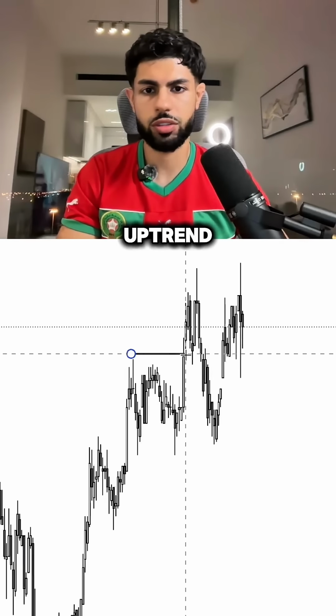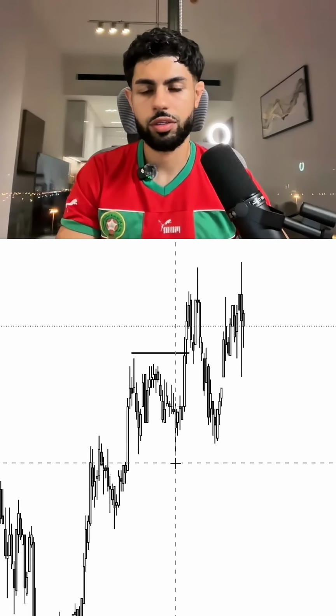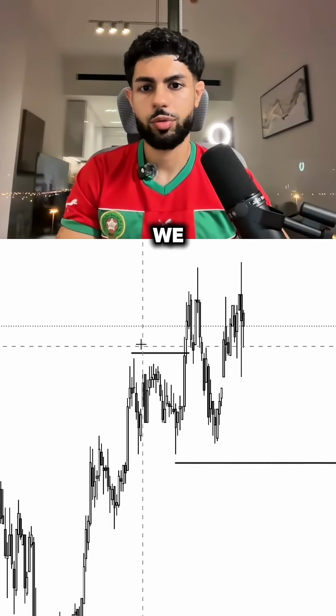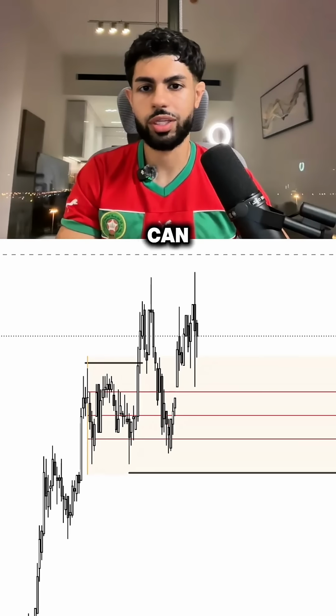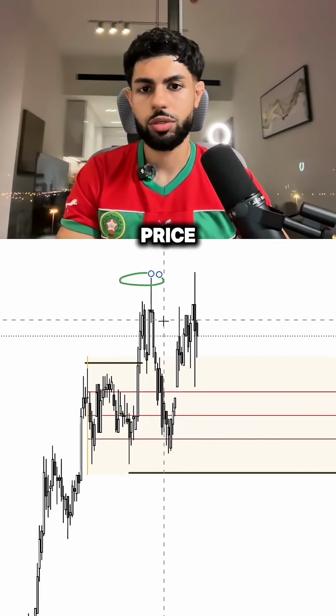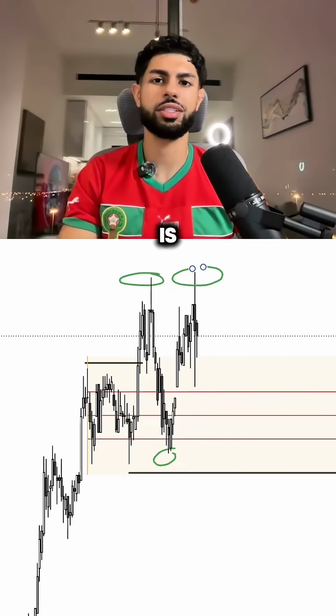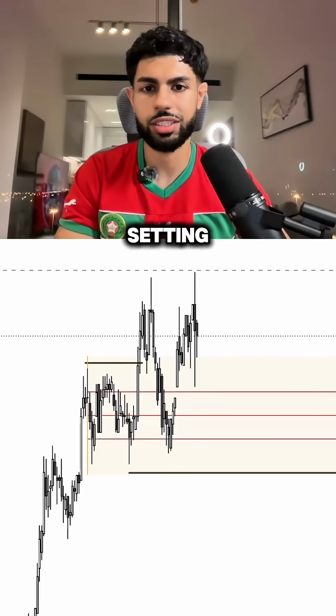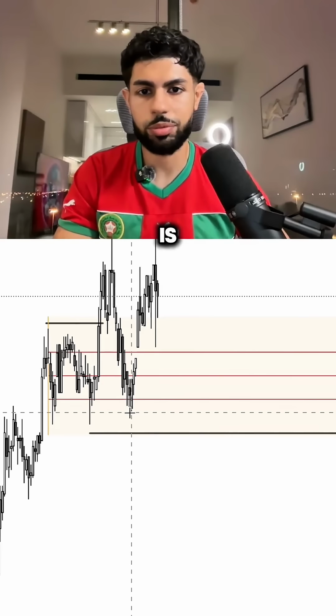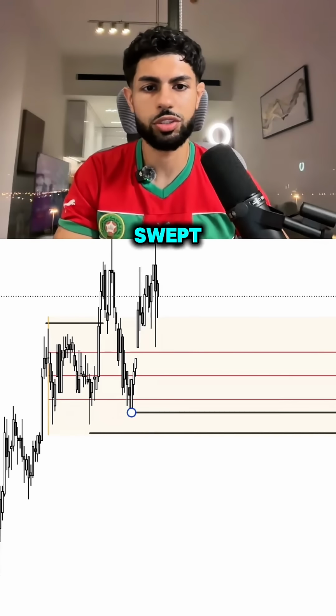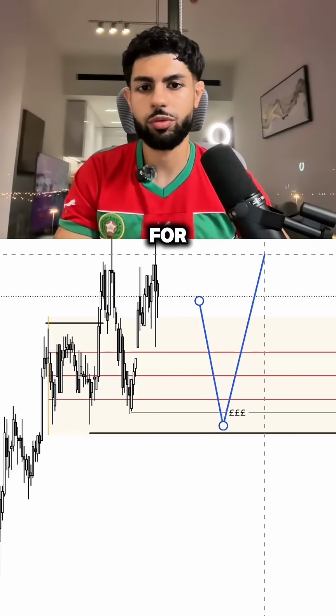So we have an uptrend, we break structure to the upside, protected low down here, we draw a zone. Now we can see price left the zone, price tapped back in, and price made a higher high. So normally this is the perfect 5 steps setting up. And the final step is to wait for this low to be swept and then look for a long.